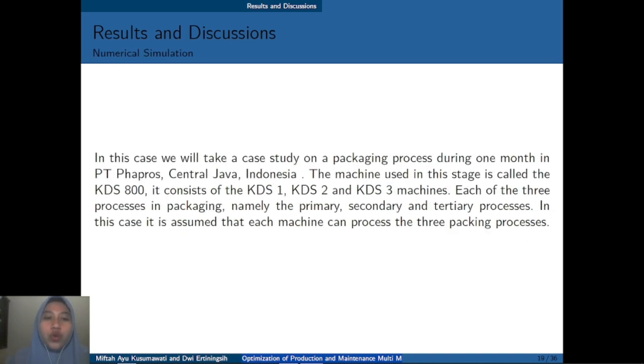In this case, we take a case study on a packaging process during 1 month in PT Papros Central Java, Indonesia. The machine used in this stage is called the KDS 800. It consists of the KDS1, KDS2, and KDS3 machines. Each of the 3 processes in packaging, namely the primary, secondary, and tertiary processes, is assumed to be processable by each machine.